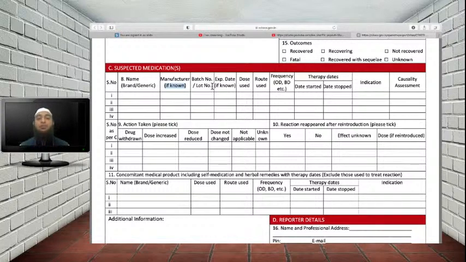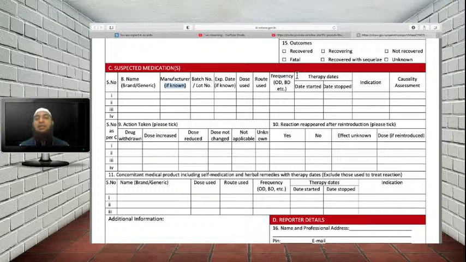Likewise, the batch number should come, expiry date if known, dose used, the route used, because some of the ADRs may be related to the route of drug administration. Maybe the patient does not suffer from ADR if the drug is given through the oral route, but since it is given through the IV, he is suffering from the ADR. So that can also be reported.